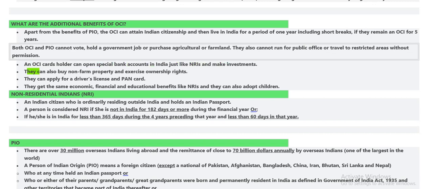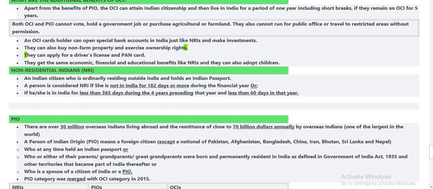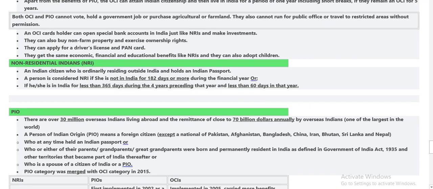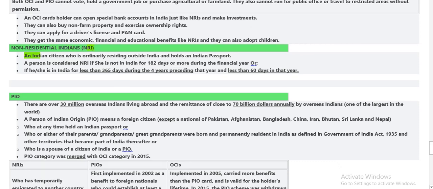An OCI card holder can open special bank accounts in India just like NRIs and make investments. They can also buy non-farm property and exercise ownership rights. They can apply for a driver's license and PAN card. They get the same economic, financial and educational benefits as NRIs and they can also adopt children.